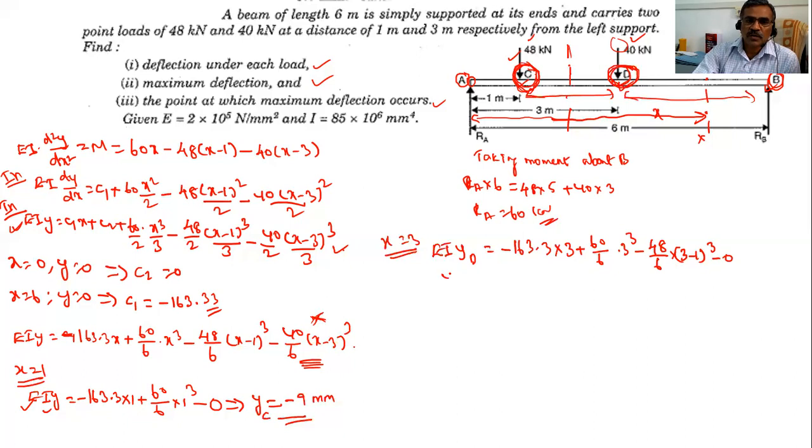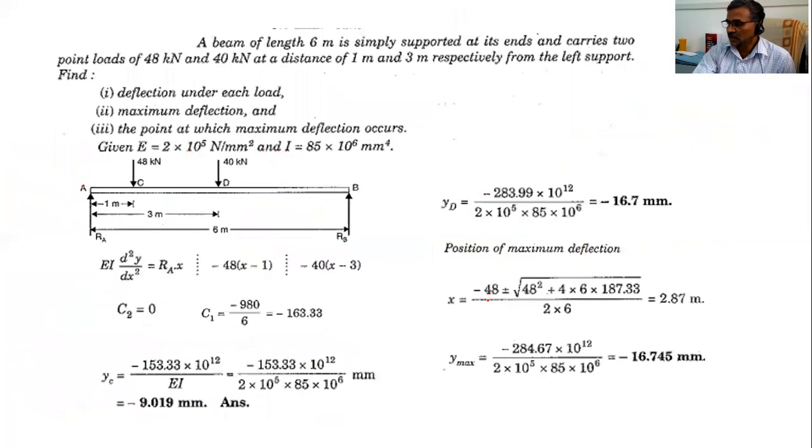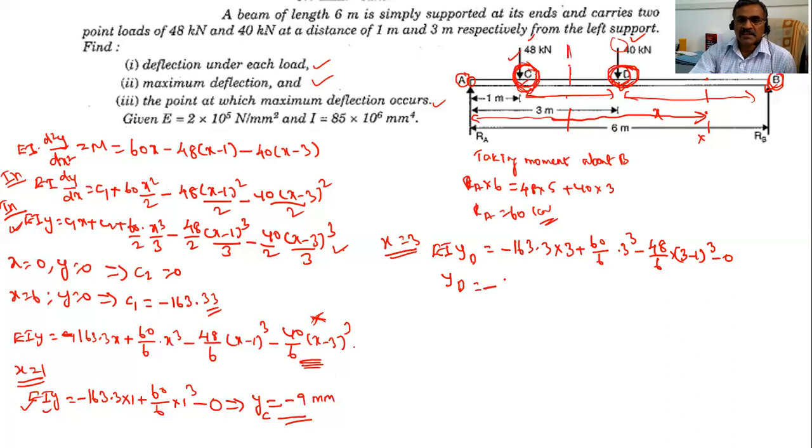So here if we calculate the yD, that is minus 16.7 millimeters. So now we are interested to find the location of the maximum deflection. When the loads are acting like this, it may occur between C and D. The maximum deflection may occur between C and D.